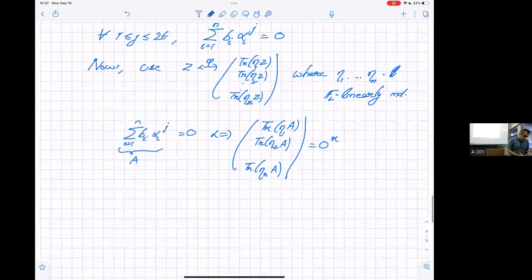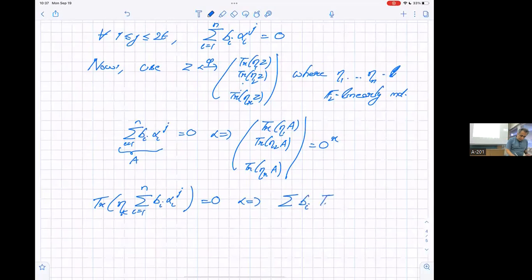So let's look at, say, trace of eta k times the summation, i going from 1 to n, of b_i alpha_i to the power j, equals 0. Now, linearity of trace will tell me that I can get the summation of b_i outside. This is the same as summation b_i trace eta k alpha_i to the power j equals 0.